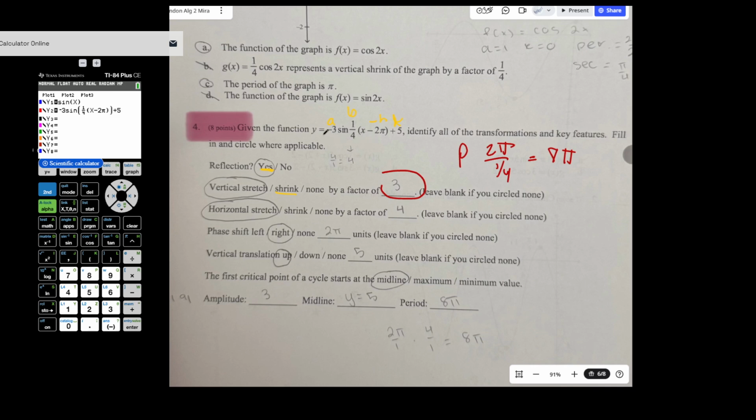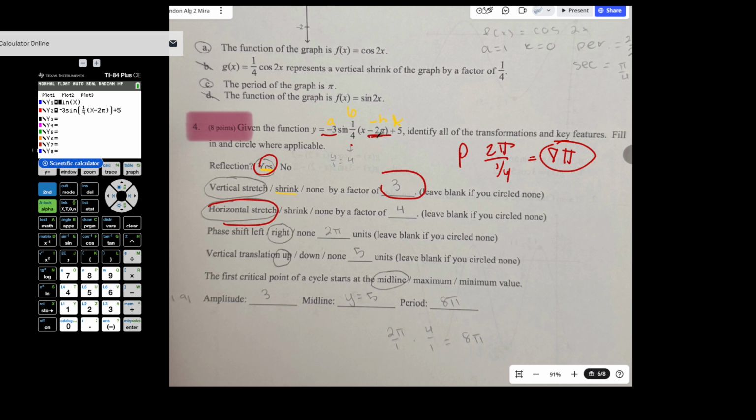All right, it has a vertical stretch. That's the A coefficient, which affects the amplitude. It's also a reflection across the x-axis, yes. B is 1/4, which seems like a horizontal shrink, but it happens in the opposite way you'd think it would. It's a stretch. If you calculate the period based on 1/4, it's 2 pi over 1/4, which turns into 8 pi. Definitely a horizontal stretch.